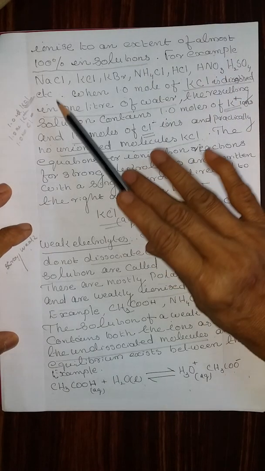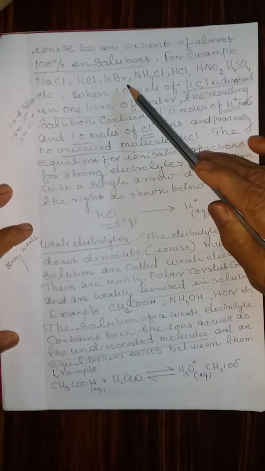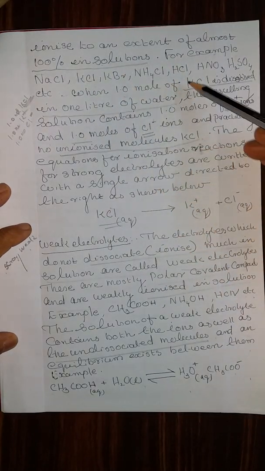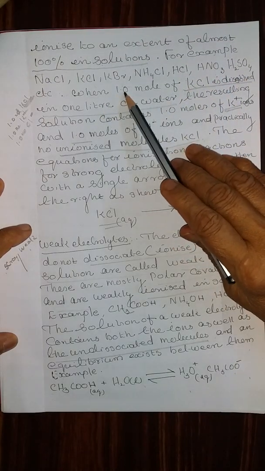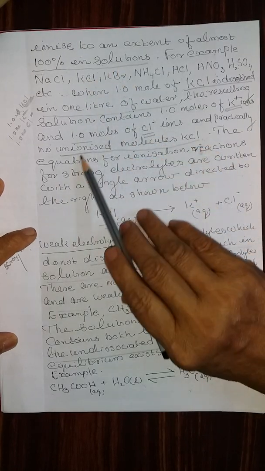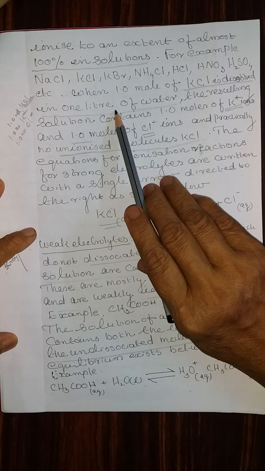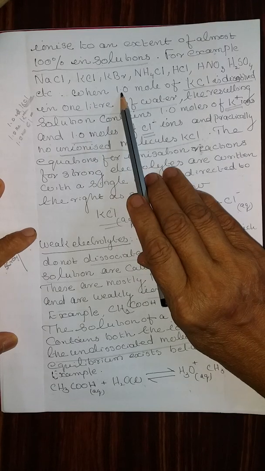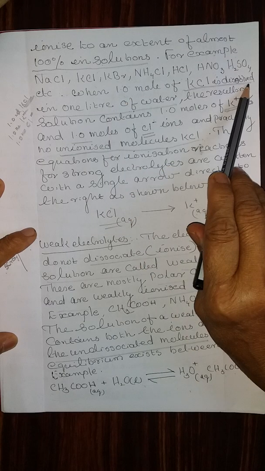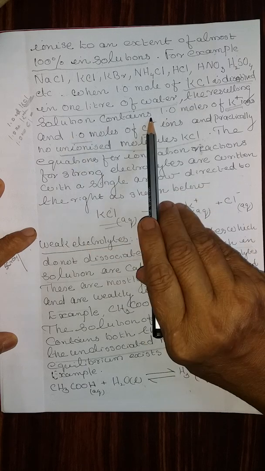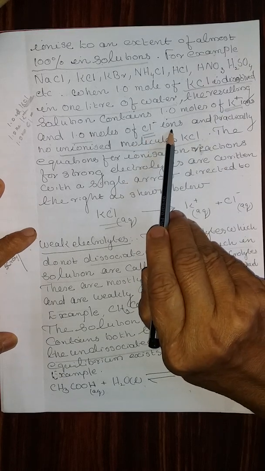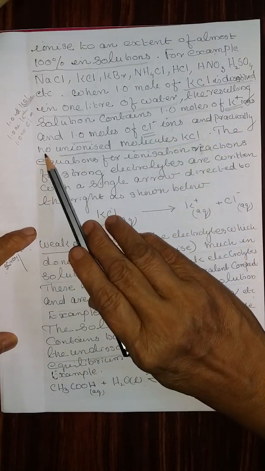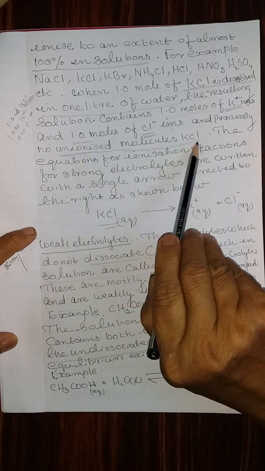For example, sodium chloride, potassium chloride, potassium bromide, ammonium chloride, hydrogen chloride, nitric acid, sulfuric acid, all are capable of undergoing 100% ionization. This can be verified by means of a simple example. When 1 mole of potassium chloride is dissolved in 1 liter of water, the resulting solution contains 1 mole of K+ ion and 1 mole of Cl- ion, and practically no unionized molecules of KCl.